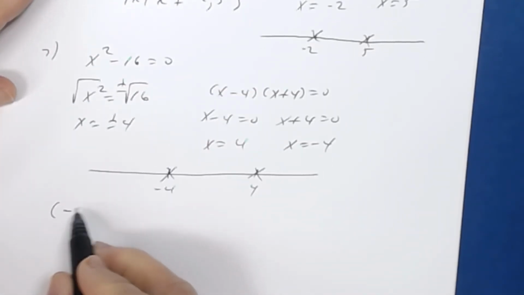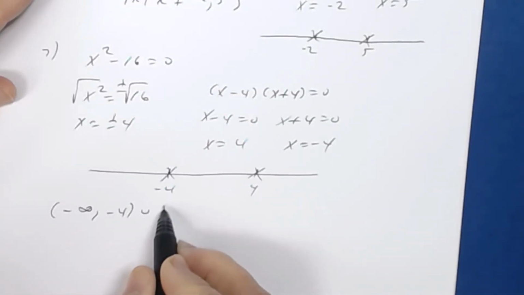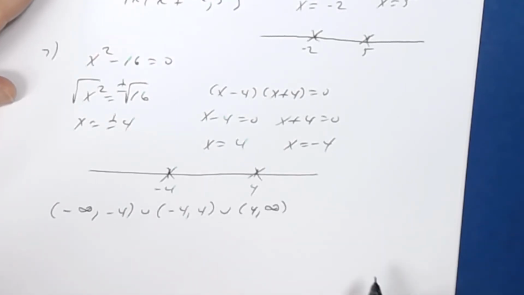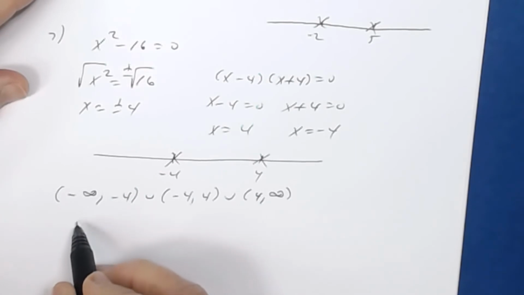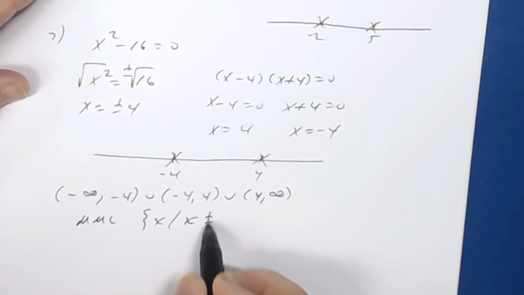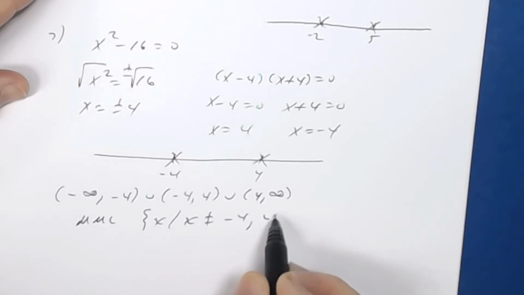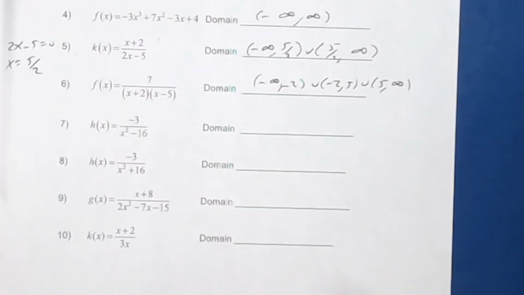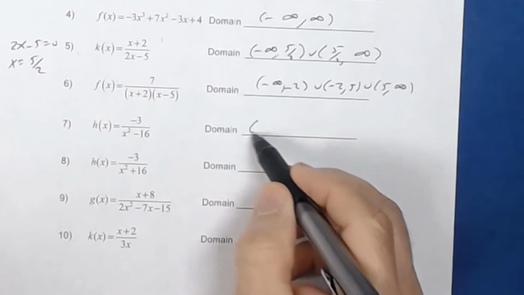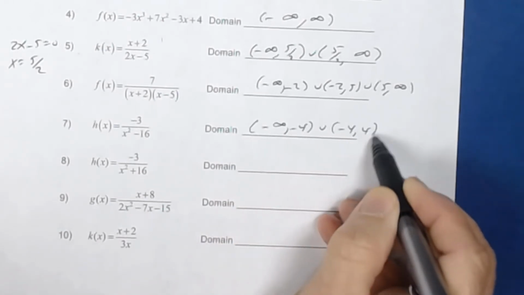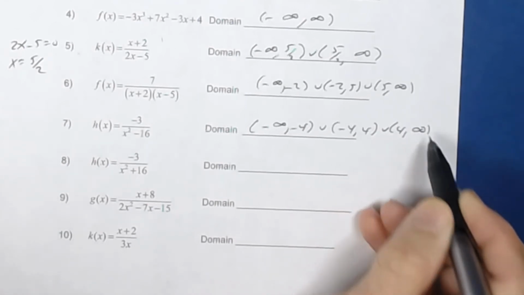And so I'm going to say -infinity to -4, union -4 to 4, union 4 to infinity. And in my math lab, you're probably going to say the set of x's such that x does not equal -4, comma 4. They're going to ask you to separate them using commas. So that's what you do. Okay? All right. So that was number 7. So you're going to say -infinity to -4, union -4 to 4, union 4 to infinity.